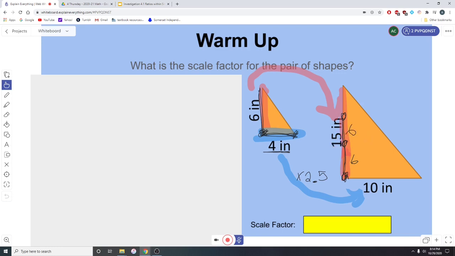Well, 6 plus 6 is 12. We still didn't cover the whole thing. We'll need to add another 3 to fill out the whole thing. Notice it's taking 2 and a half of that 6. So we can multiply 6 by 2.5 to get that side. So our scale factor is times 2.5.